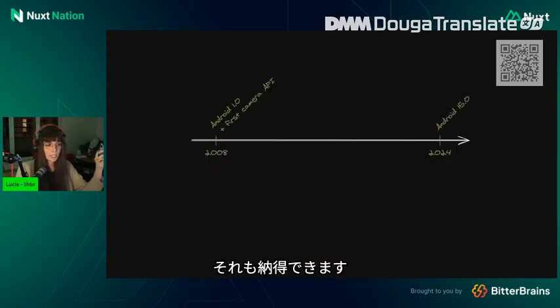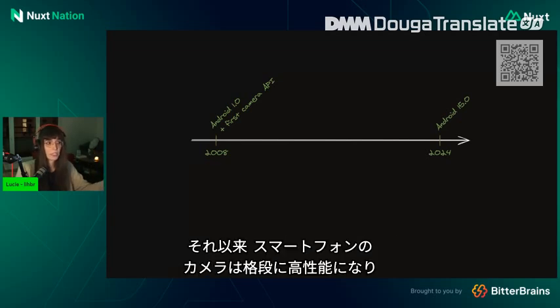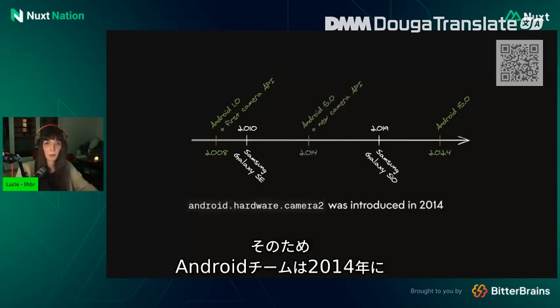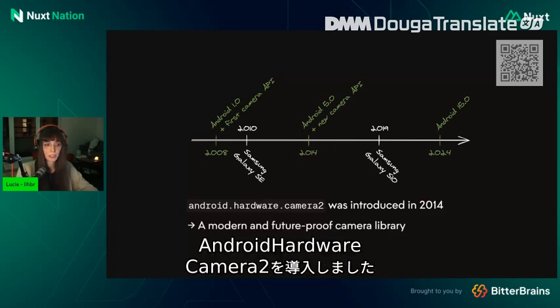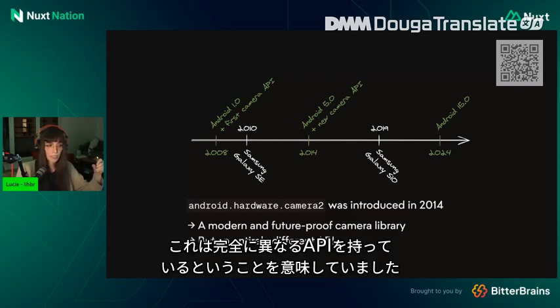And that makes sense. This library was introduced alongside Android's first release back in 2008. Since then, phone cameras have gotten immensely more capable, which explains the lack of features of this first library, but that's also why people at Android introduced in 2014 Android Hardware Camera 2 as a more modern and future-proof camera library for Android. But because it's handling more complex cameras, this meant it also has an entirely different API.